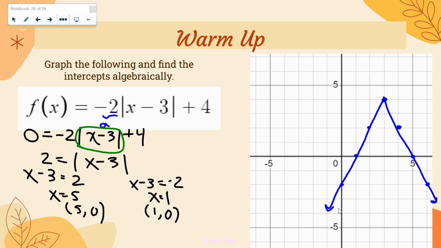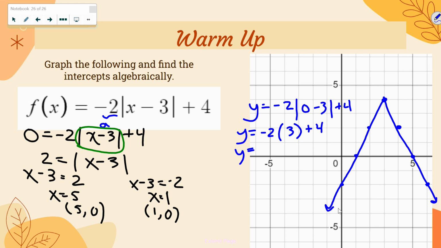So lastly, I need to find my y-intercept. And how do I find a y-intercept algebraically? Make x 0, so y, or f of x, is going to equal -2 times the absolute value of 0 minus 3, plus 4. And then just going through with your order of operations, I know I'll have -2 times the absolute value of 0 minus 3, which gives us -3. And what's the absolute value of -3? 3. And then we'll have -2 times 3 plus 4, which I know gives us -2. So as an ordered pair, it's (0, -2).